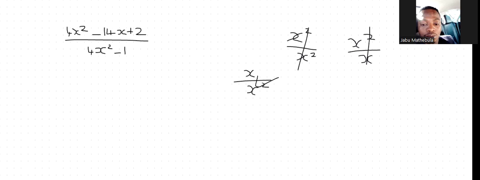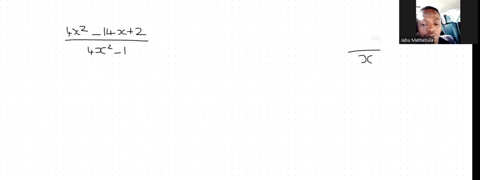So now we have determined that the highest power in the numerator is 2, and the highest power in the denominator is also 2, meaning that this is an improper fraction. How do we deal with an improper fraction when we want to decompose? We're going to use long division as our first step.